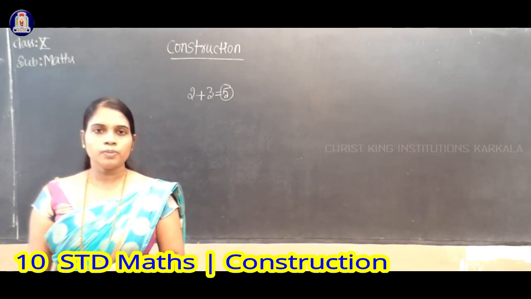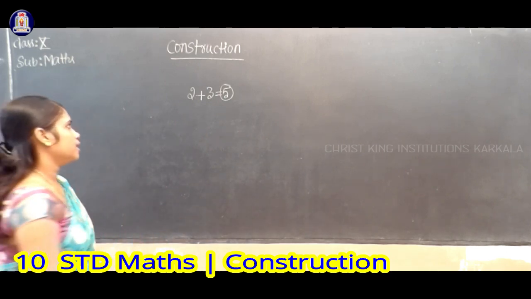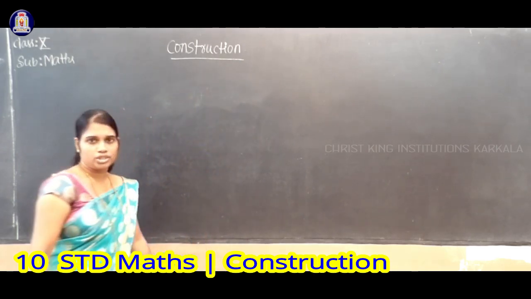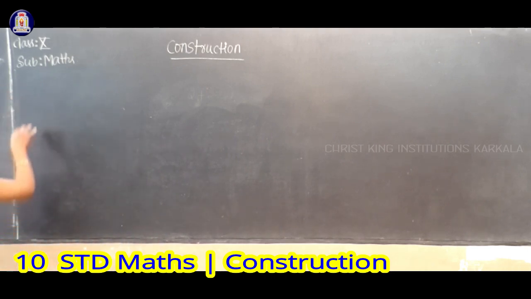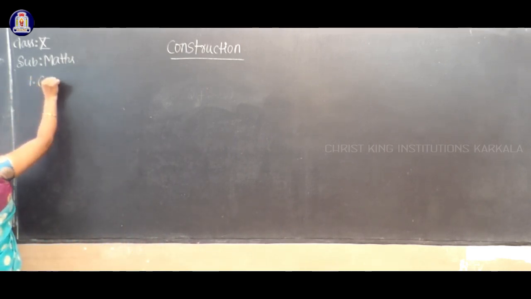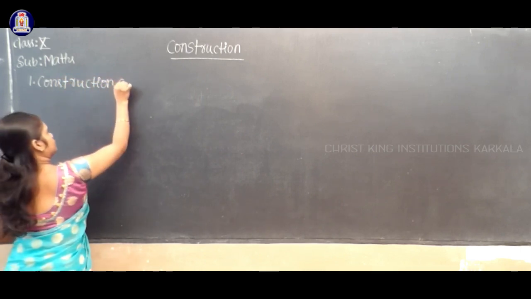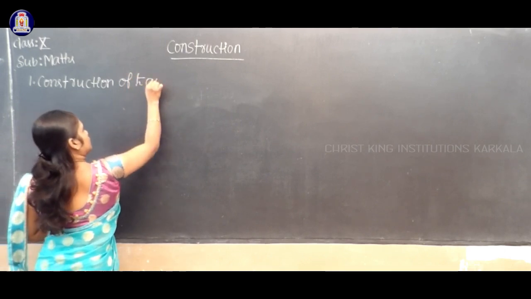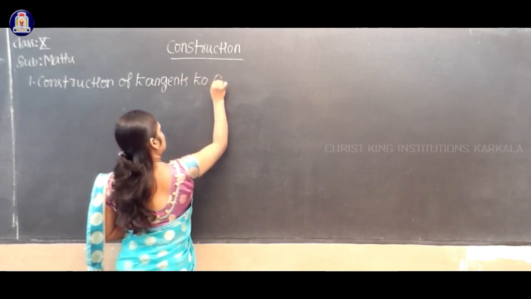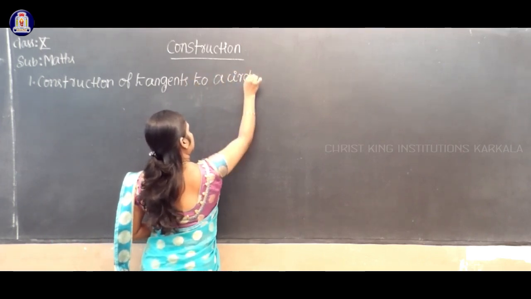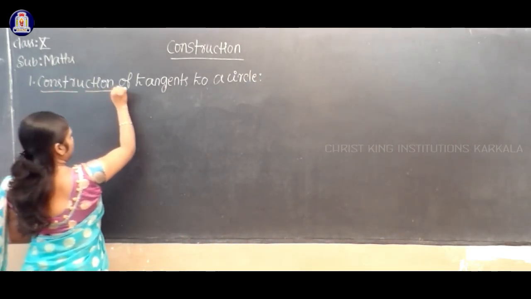Now, first I will discuss the 2 marks construction, that is construction of a tangent to a circle. First we will discuss construction of a tangent to a circle.